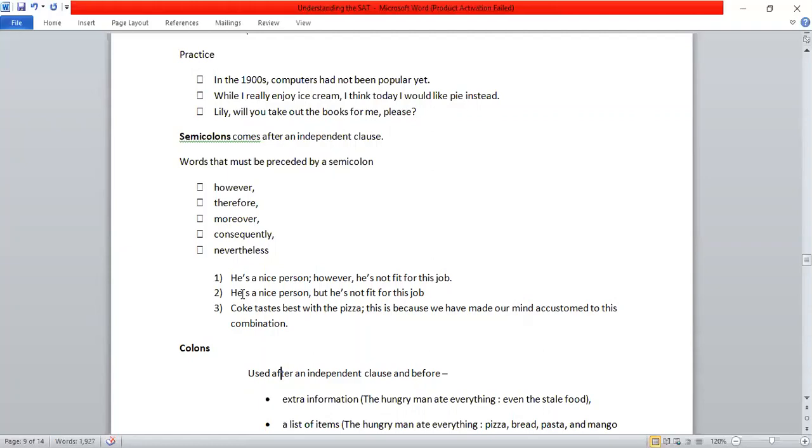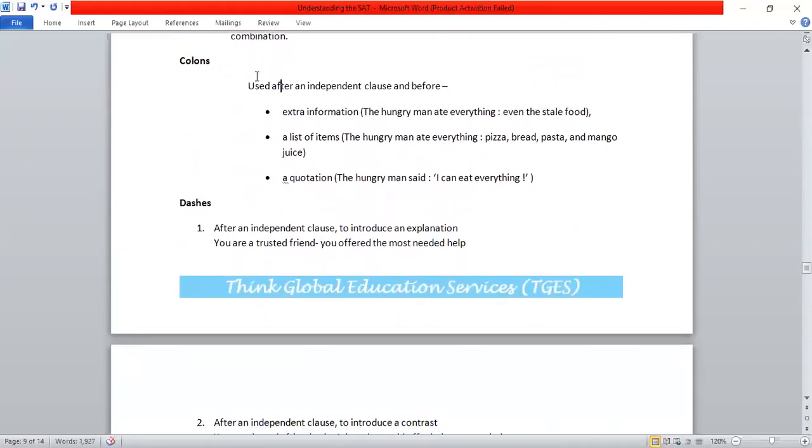So let's move further to colon. Colon, something like this. That's your colon. So where can we use a colon? Colons are used after independent clauses and before extra information. So it needs to be one independent clause, and before the extra information. So you give an independent clause, then you give extra information, you use a colon. You give one independent clause, you give another independent clause, you use a semicolon. Or you use one independent clause, a list of items, you use a colon. One independent clause, one quotation, you use a colon.